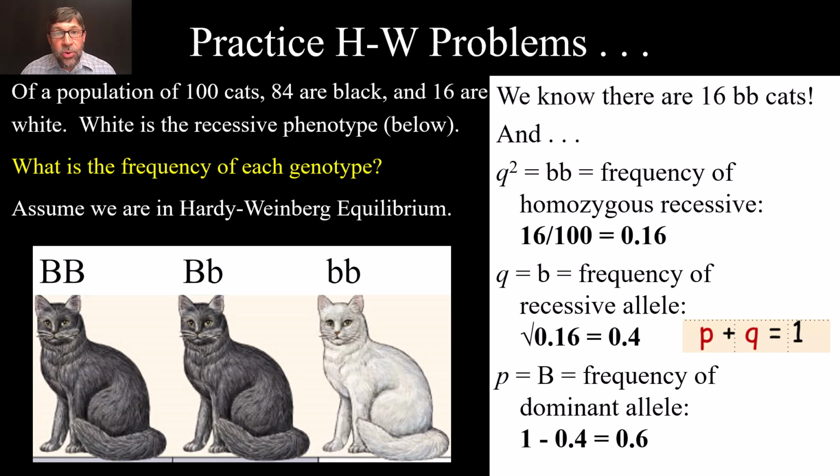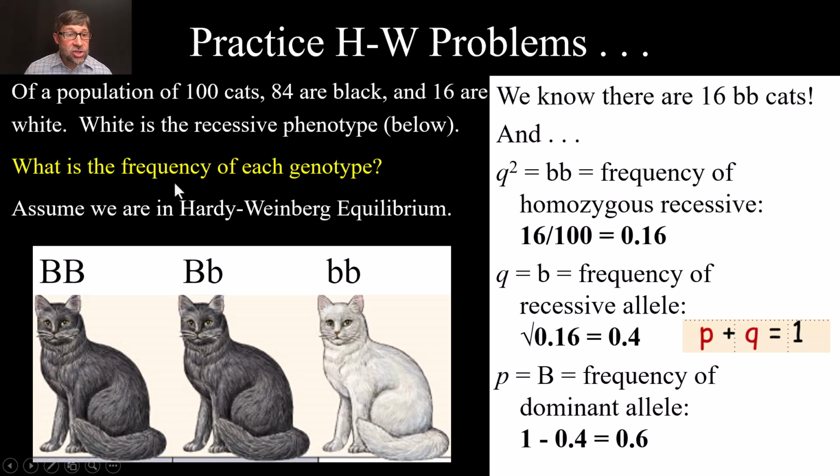Remember, P is the frequency of the dominant allele. 1 minus 0.4 gives us 0.6. Now we're in really good shape because now we have our allele frequencies. Q equals 0.4 and P equals 0.6.